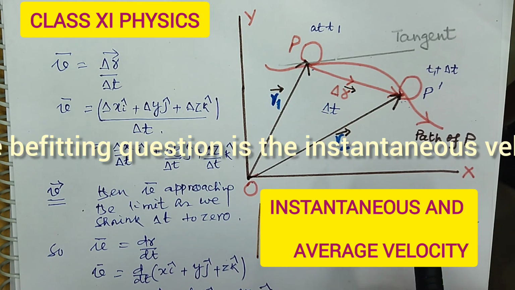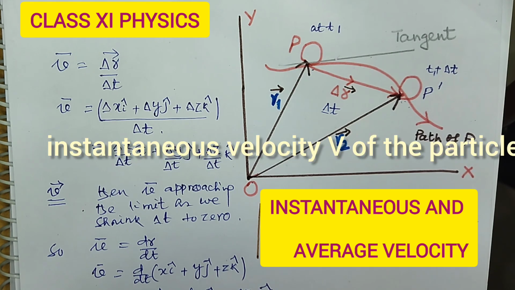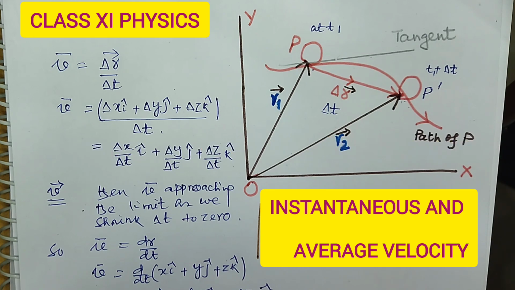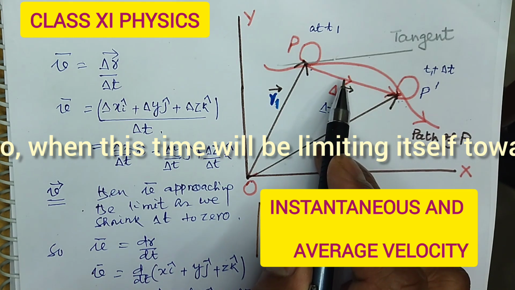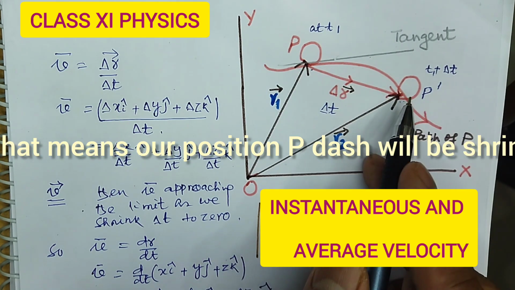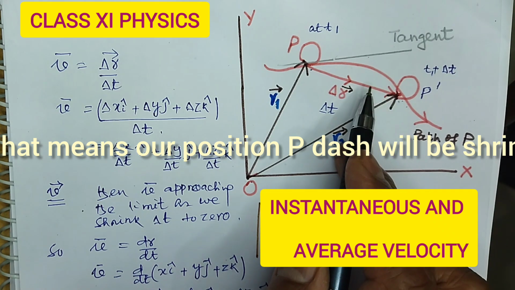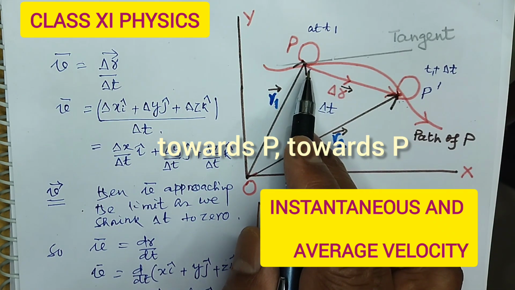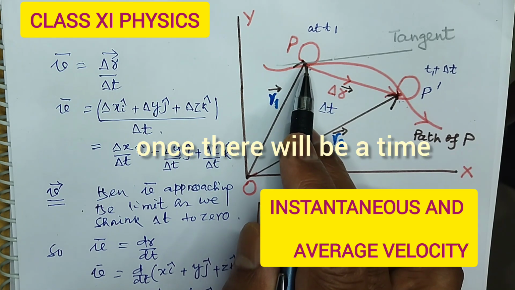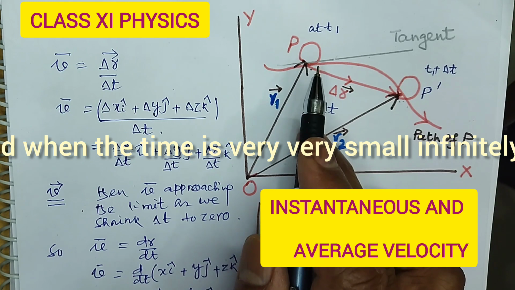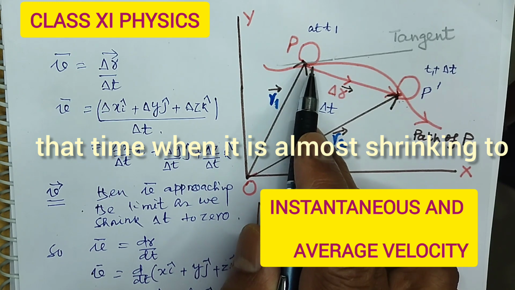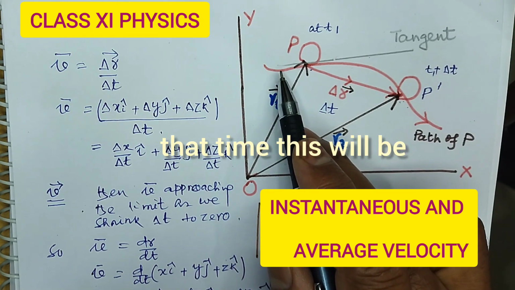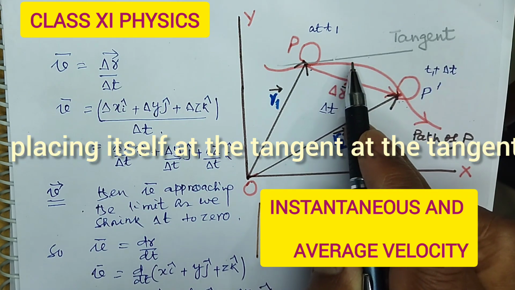Now the befitting question is the instantaneous velocity v of the particle. When this time limits itself towards 0, our position P dash will be shrinking towards P. When the time is infinitely small, almost shrinking to P, the displacement will be placing itself along the tangent.